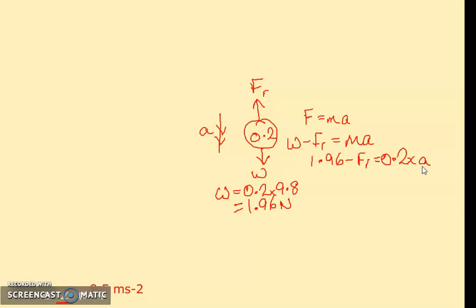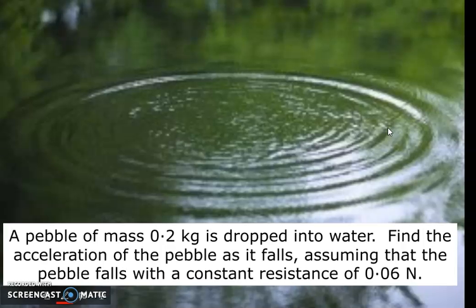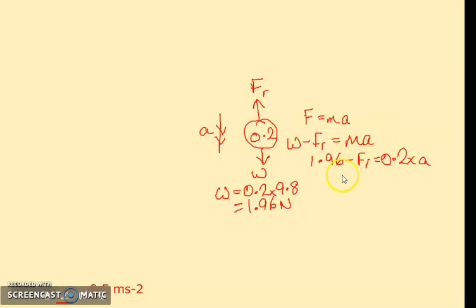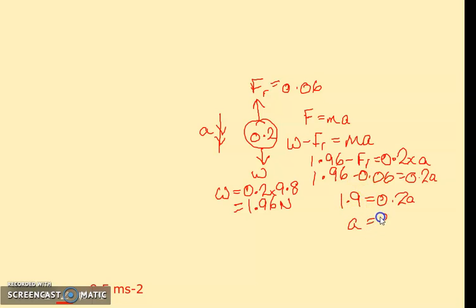Ah, that's what, of course, I'm trying to find. Now, did they tell me what the friction was? I think they did. Constant resistance force of 0.06. So now I can go 1.96 minus 0.06 equals 0.2a. That's obviously 1.9 equals 0.2a. And if I do 1.9 divided by 0.2, the answer I get on my calculator is 9.5 meters per second squared.